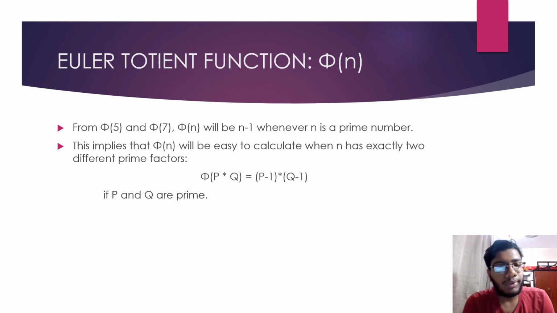So from phi of 5 and phi of 7, phi of n will be n minus 1 whenever n is a prime number. This we can conclude. So this implies that phi of n will be easy to calculate when n has exactly two different prime factors, such as 10 and 21. Taking that example, phi of p times q is equal to (p minus 1) times (q minus 1) if both p and q are prime.